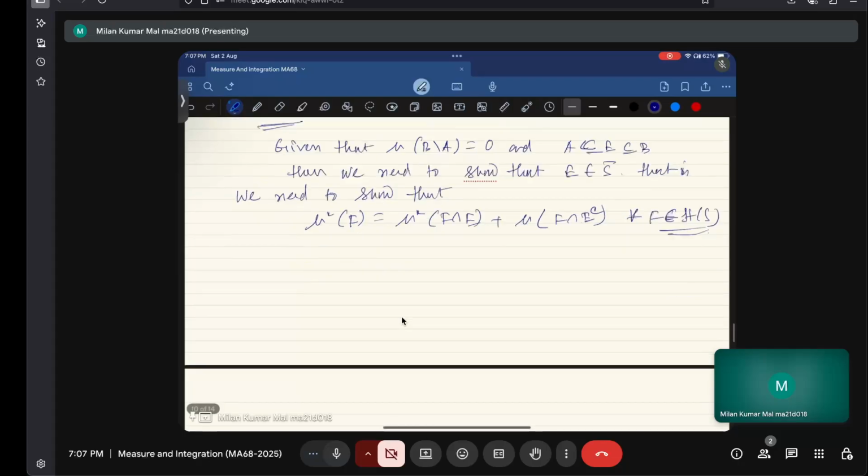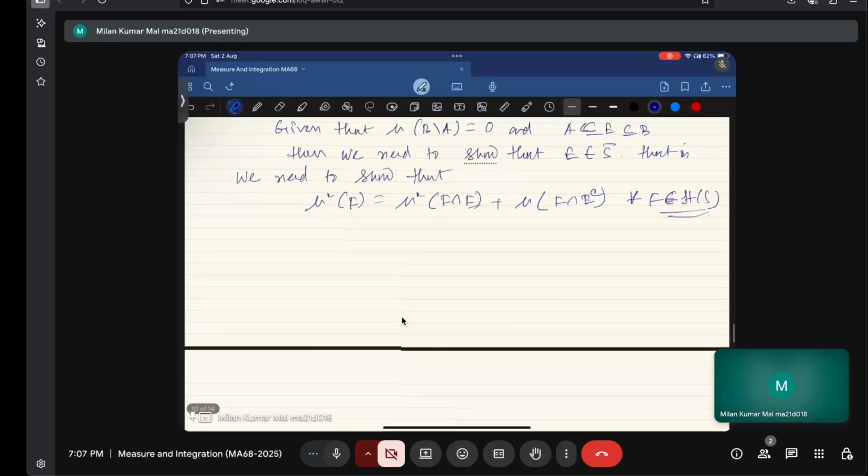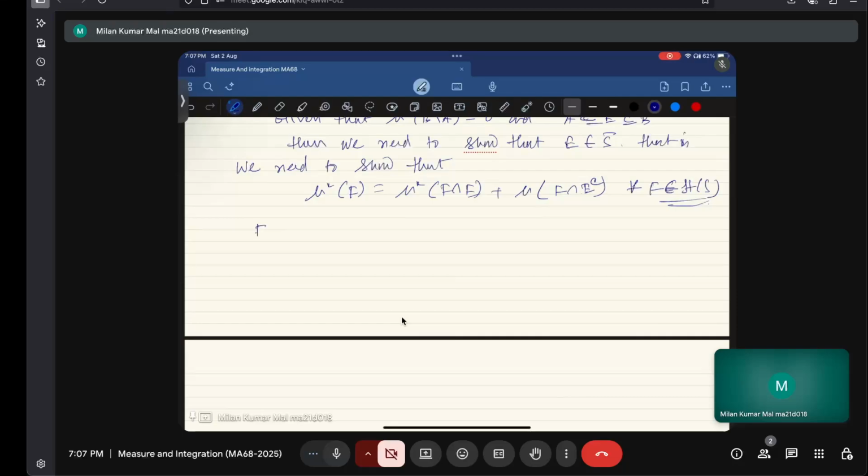So how will I prove that? Let's take, note that E is equal to A union E minus A. That I can write because E is actually containing A, so E can be written this way, and this is a disjoint union basically.